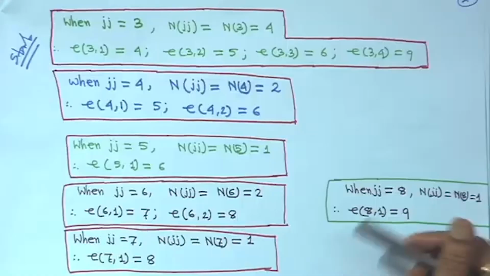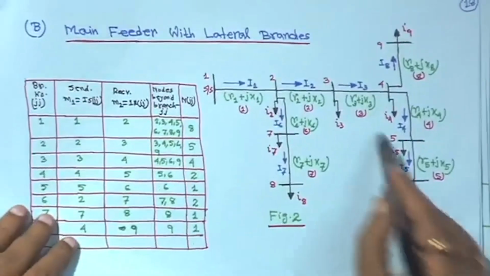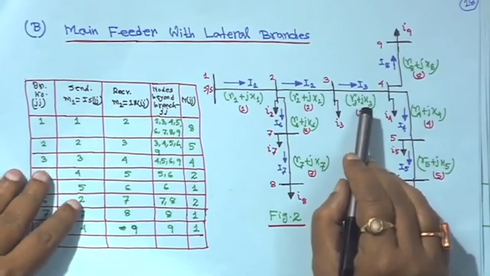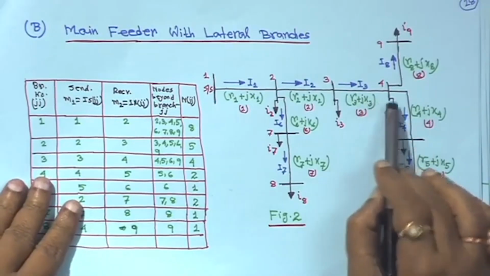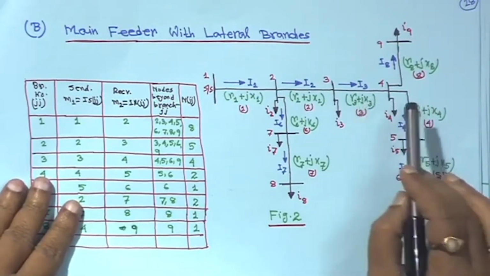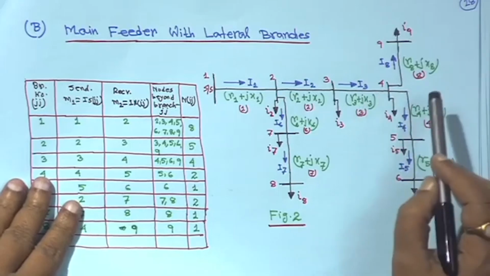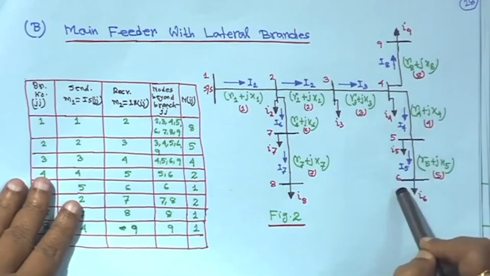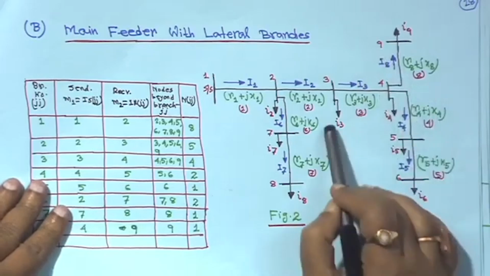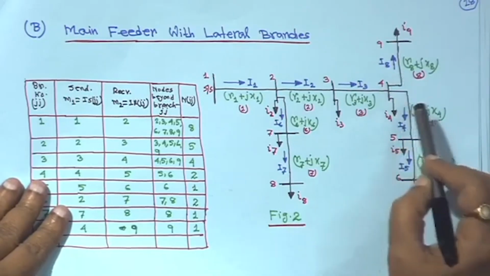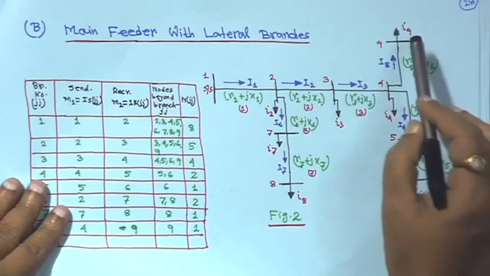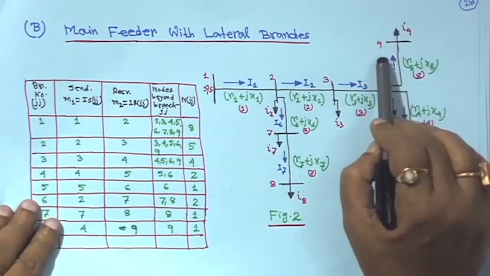Please come back again to when branch number jj is equal to 3. Look at the diagram: the total number of nodes beyond branch 3 is 4, then 5, then 6 and then 9. In the bracket, this number actually branches, and these are the nodes. So there are 4, 5, 6 and 9, which makes 4 nodes.